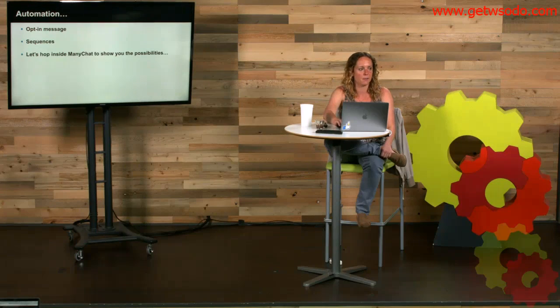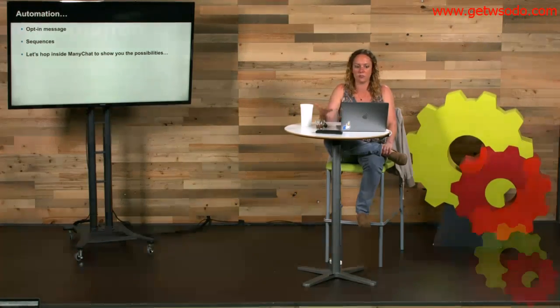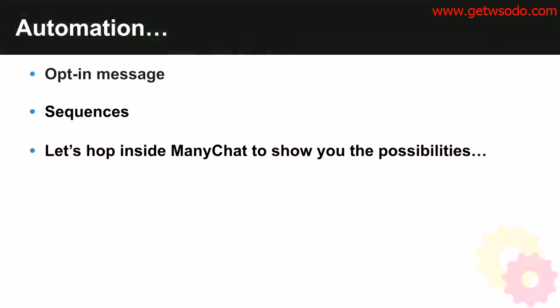Okay, awesome, guys. So I just wanted to quickly explain the automation. There's really the opt-in message that you need to customize when someone takes an action on a growth tool. And then there are the sequences that you can build and tag in. And that's really how the automation is built here in ManyChat.